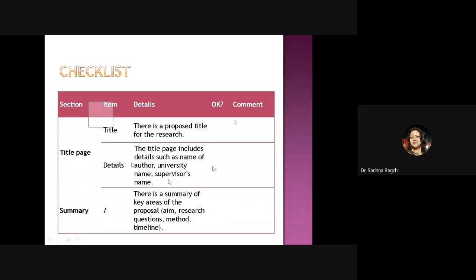University name: where you are submitting or conducting your research. If you are a scholar, you have to mention your university name and supervisor name with his designation. So this is the title page. Then summary: a summary of the key areas of the proposal. What will be the aim of the study, research questions, method, and the timeline. All these things must be included in the summary.